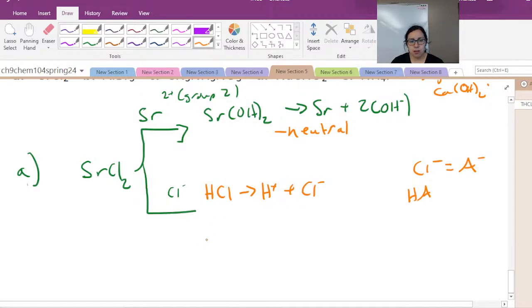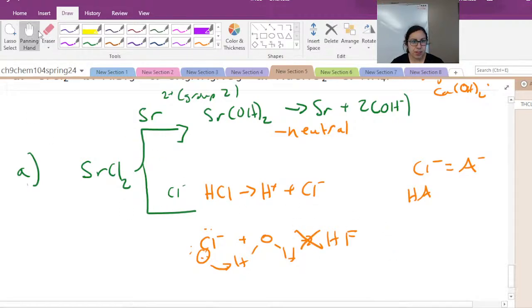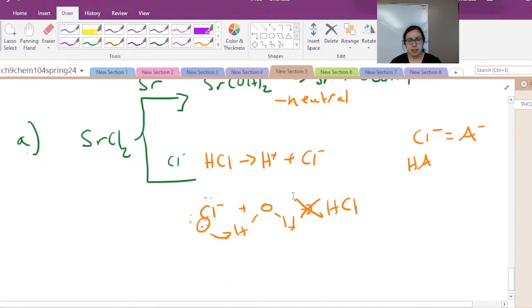And if it's strong, again, we're saying that this is not going to happen. So it can't do this. I'm drawing out the mechanism, but, oops, I put HF for some reason. HCl is not going to reform hydrochloric acid because it's fully dissociated. So if this doesn't happen, chlorine is also neutral then.